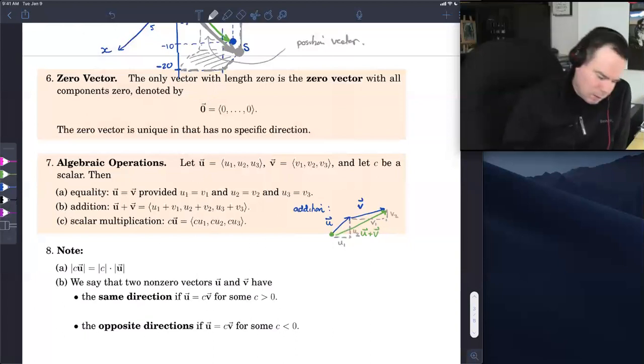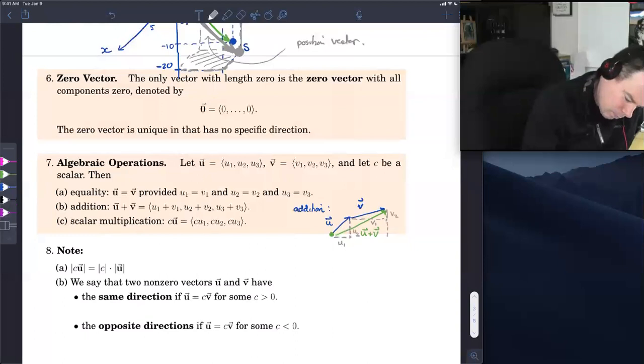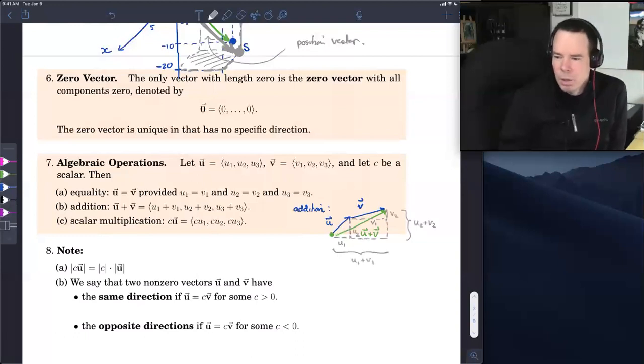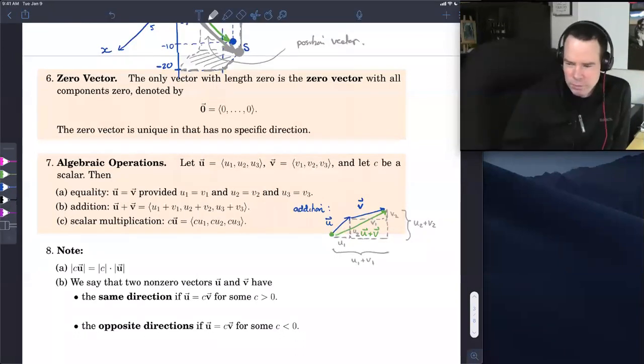And now I think about what the green one is. If I draw the right triangle with the green one, I can see that this whole distance here is just the u1 distance plus the v1 distance. And this distance here is the u2 distance plus the v2 distance. And so those are the coordinates, or the components, of my vector u plus v. It's got x component u1 plus v1 and y component u2 plus v2. So that's the reason why adding vectors component-wise gives us something useful geometrically. We can think of it as tacking one vector onto the end of the other.